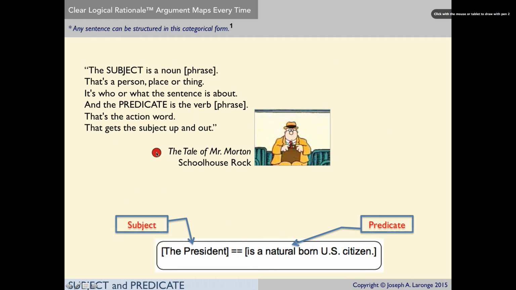This may take you way back, but remember Schoolhouse Rock, the show on TV that some of you may have seen. This was the tale of Mr. Morton, which they sing along to, to teach these concepts. And in the song, as a reminder for some of you, it says, the subject is a noun. Here it's a noun phrase. That's a person, place, or thing. It's who or what the sentence is about. I'm not going to sing the song, I forgot the melody. And the predicate is the verb, and it could be the verb phrase, the things after it. That's the action word, or words, that gets the subject up and out. And like we said before, here in this sentence, this is the subject of the sentence, and this is the predicate.